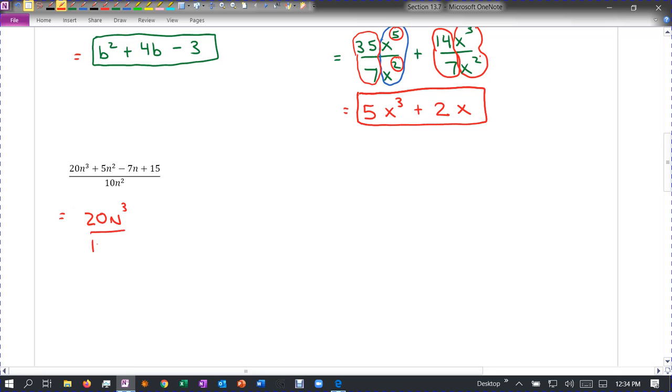cubed over 10n squared. Let's see, hold on, just got a text message. Take care of this real quick.